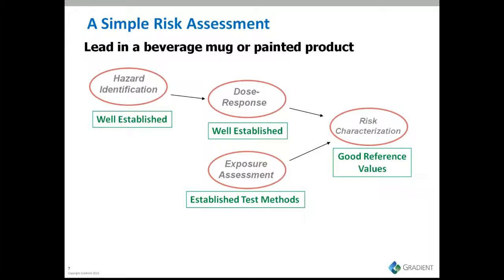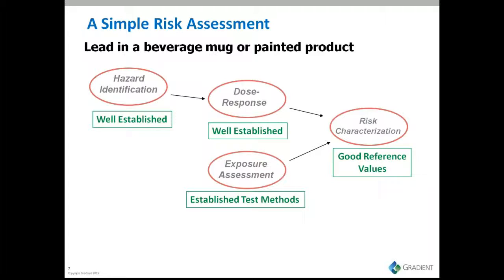Now, in the case of lead, we understand the hazards quite well. That's very well established. We know that lead is a developmental and reproductive toxin. That's really clear. We also understand what levels of lead might be harmful, so that information from the dose response side of things is really clear. We also have very well established methods for testing the level of lead in various products.